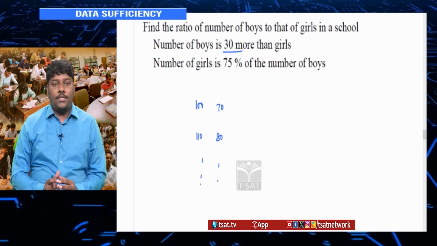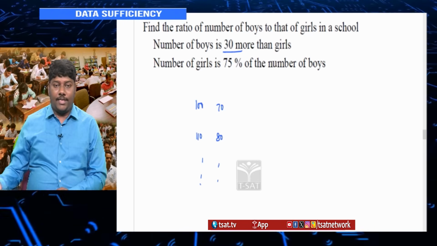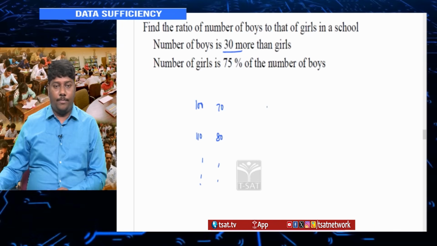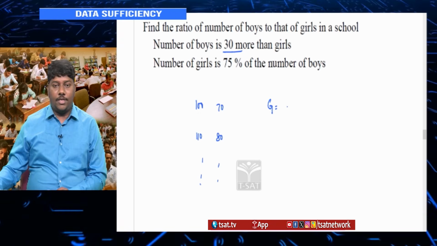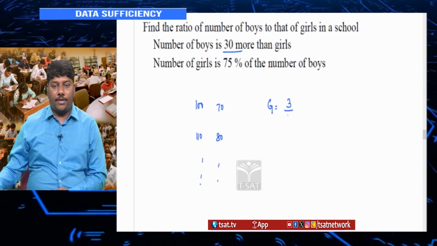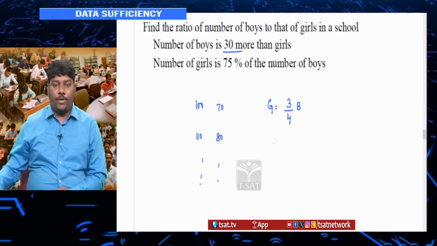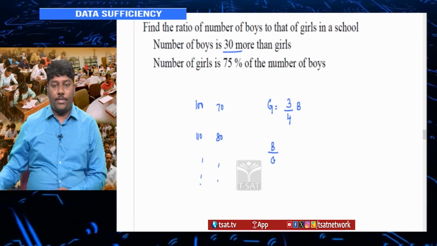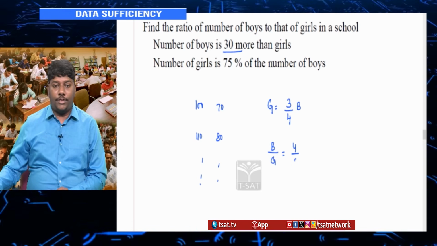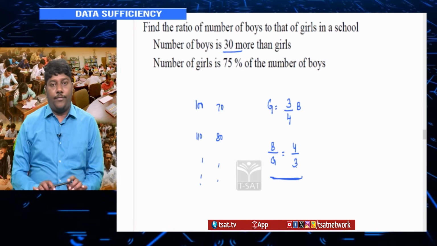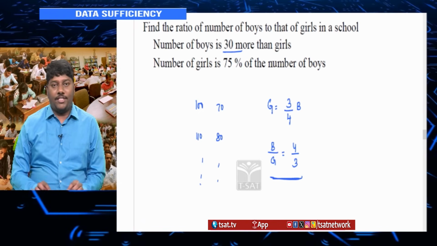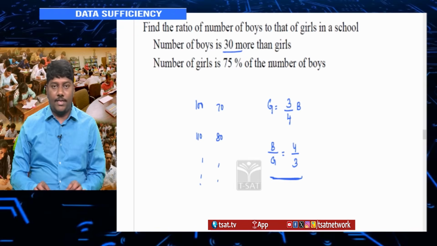Now see, second statement: number of girls is 75% of number of boys. Girls is 75% means you can say directly 3/4 or 75/100 of boys. Now what is boys to girls? You can say 4:3. You can find out the ratio. So you can find out the ratio by using the second statement alone. So our answer is B.